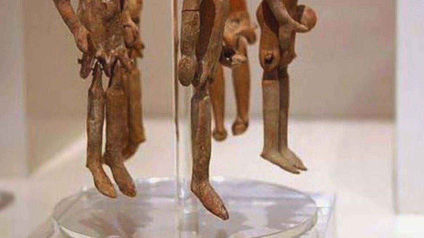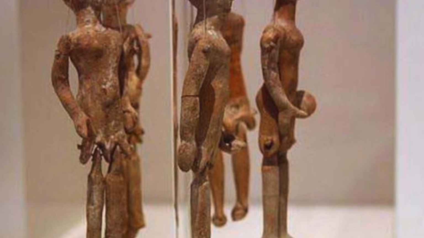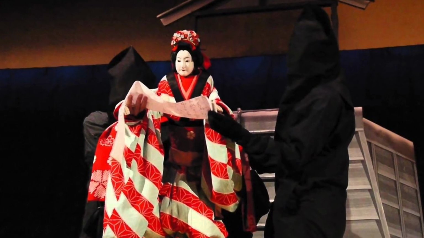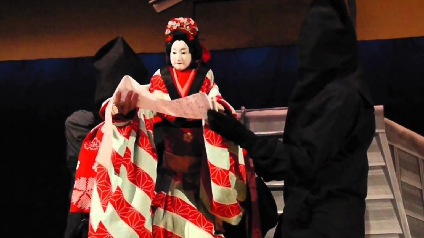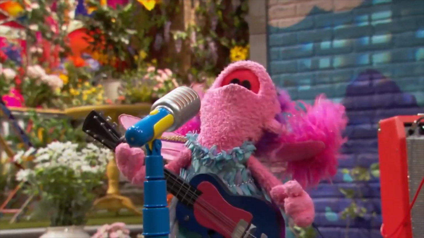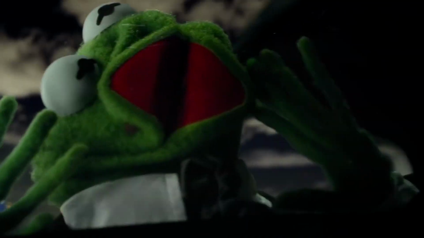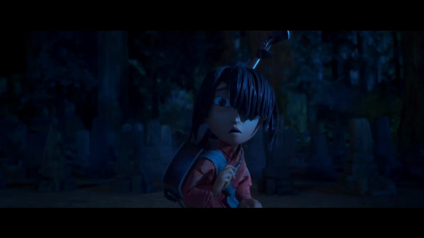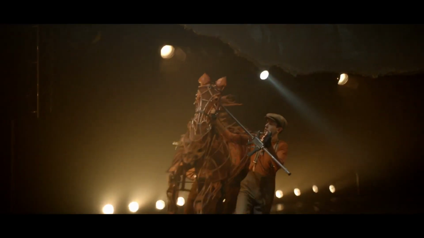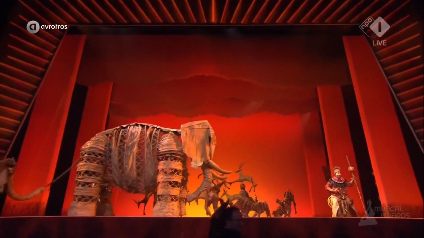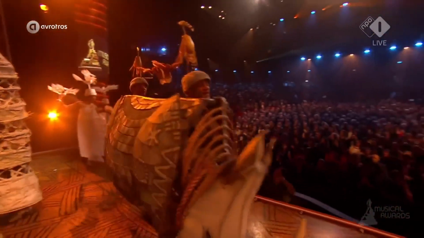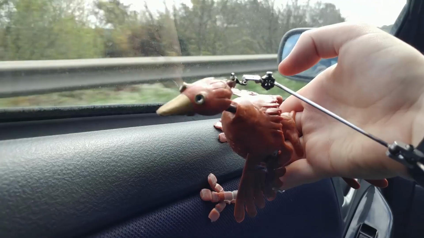Puppetry is a very ancient form of entertainment, and it dates all the way back to ancient Greece and Japan. It's so wonderful that we still use it all the time today. From TV shows like Sesame Street and The Muppets, to films like Nightmare Before Christmas or Kubo and the Two Strings, to plays like War Horse, Punch and Judy and The Lion King, puppetry is everywhere. You can even find people making puppetry shows on YouTube.